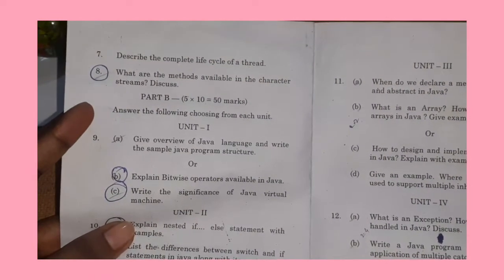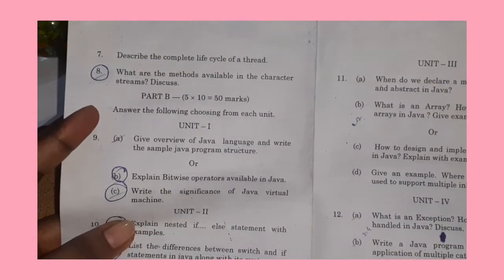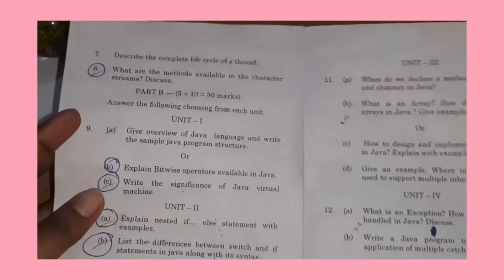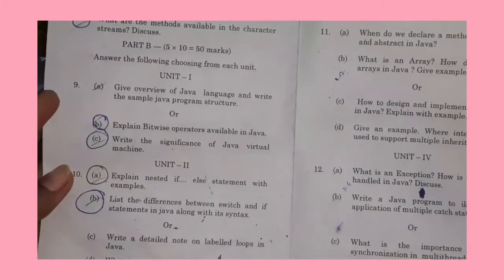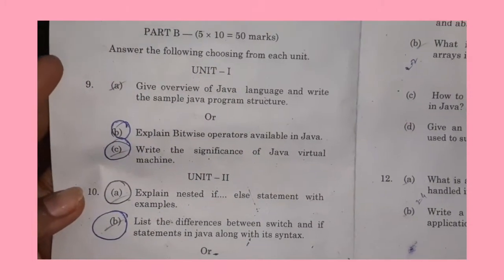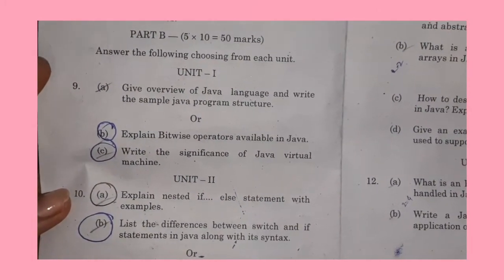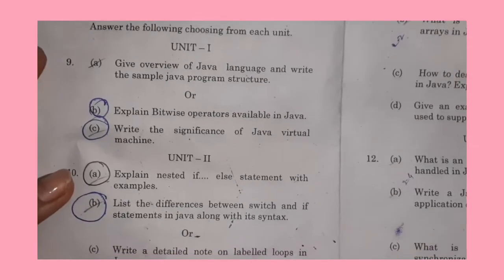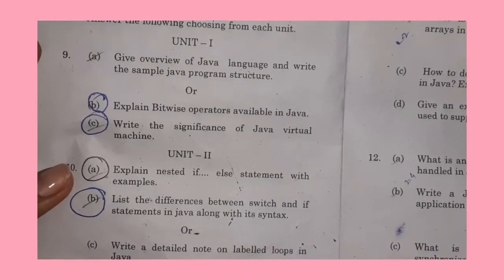What are the methods available in the character streams? Discuss. Now let's see Part B questions. Ninth question. Give overview of Java language and write the sample Java program structure, or explain bitwise operators available in Java.